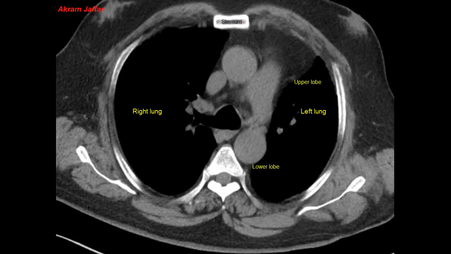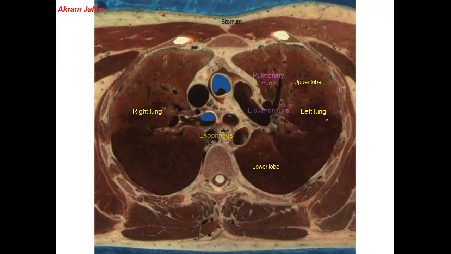This is a CT section, almost at the same level of the previous section. We can see the sternum anteriorly, the vertebral body posteriorly, and here again, this is the ascending aorta and the descending aorta. And this is the pulmonary trunk with the left pulmonary artery, the trachea and esophagus. Again, we will have a rapid look at the anatomical section. So this is ascending, descending aorta and superior vena cava, the pulmonary trunk and the left pulmonary artery.